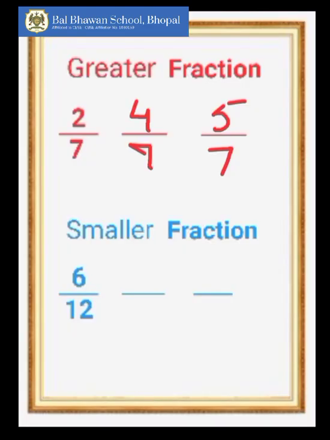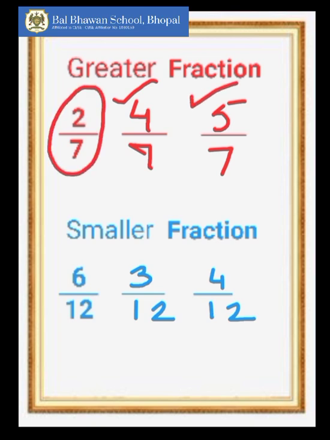And for the smaller fraction, we need to think of the smaller numerator than the given fraction. So, the two smaller fractions than the given fraction can be 3 by 12 and 4 by 12. So, these are the greater fractions than the given fraction, and these are the smaller fractions than the given fraction.